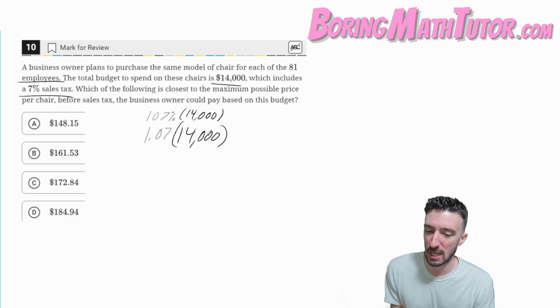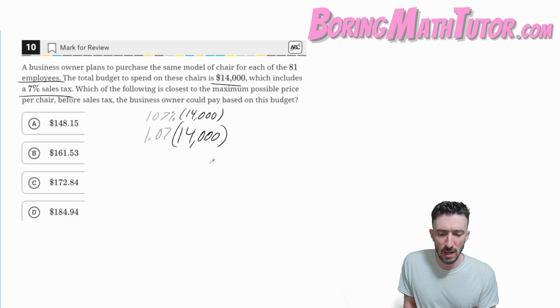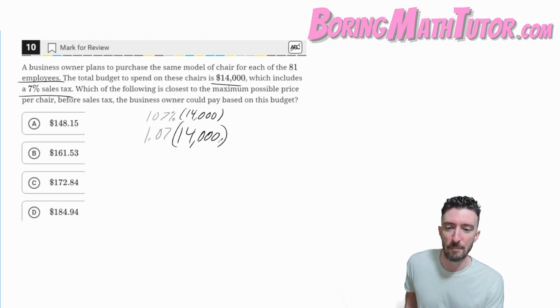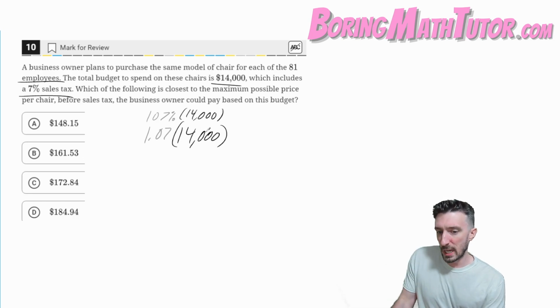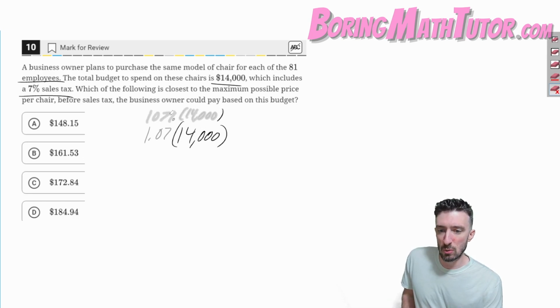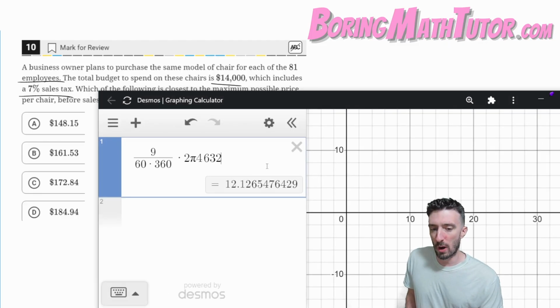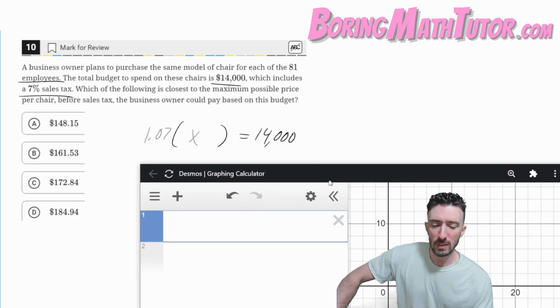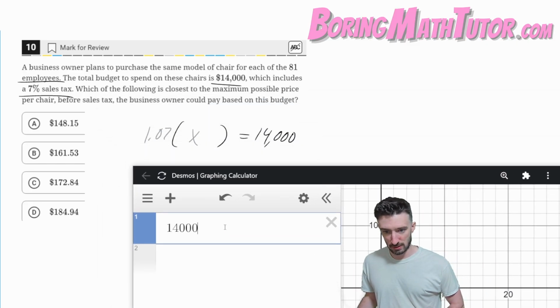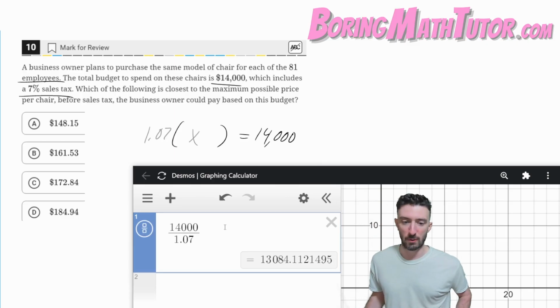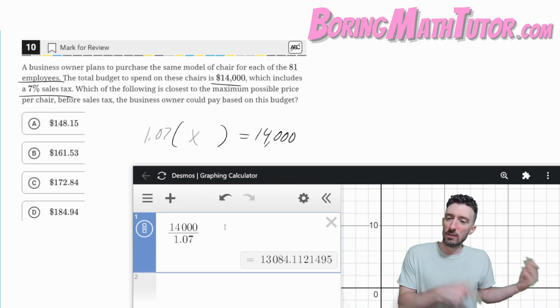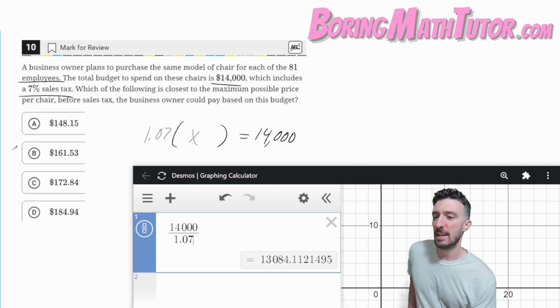So he wouldn't actually be able to get away with doing 14,000 because it would bring him above 14,000, whatever it comes out to, 15,000 something, I don't know. But anyway, what we need to do is say he can do 1.07 times some number, and then it will come out to 14,000. So what I want to do is go to Desmos and type in 14,000 divided by 1.07. So that's the real total that he can spend, but they don't want to know that.